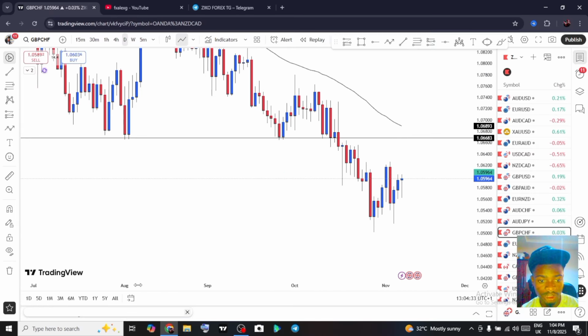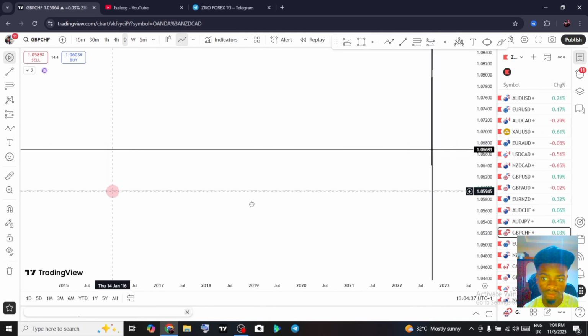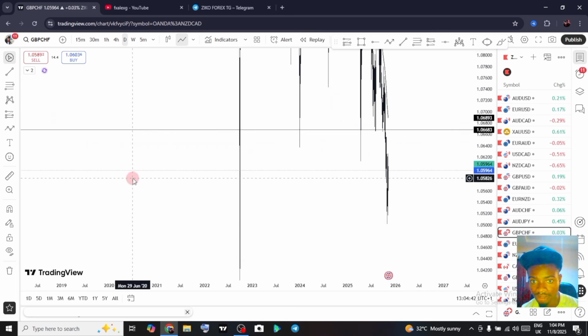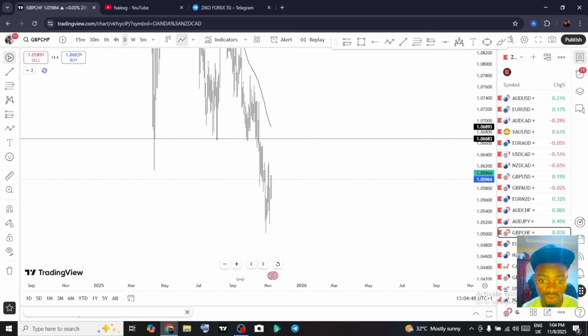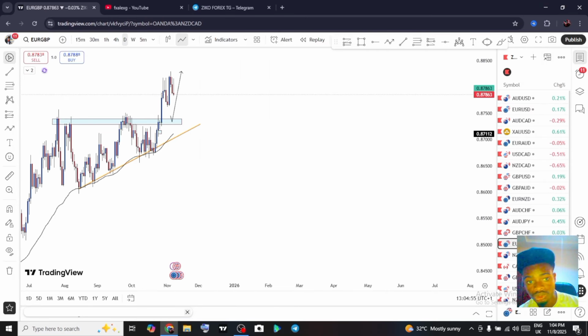Okay, GBP CHF, I remember this pair. It's the pair that does not have any price action below this black line. It barely has any price action below that black line. So of course we don't really have any price data to know what to do on this market, right? So we can't really do anything on GBP CHF. So we have to go to another pair, Euro GBP.